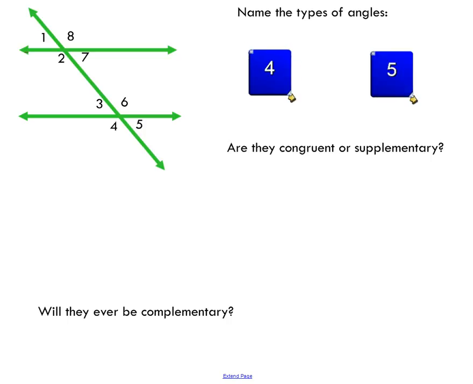4 and 5. Alright, there's another good one. 4 and 5 are right together on the page, which makes it nice and easy to tell that they are supplementary. They add up to 180, and you can see the straight line.